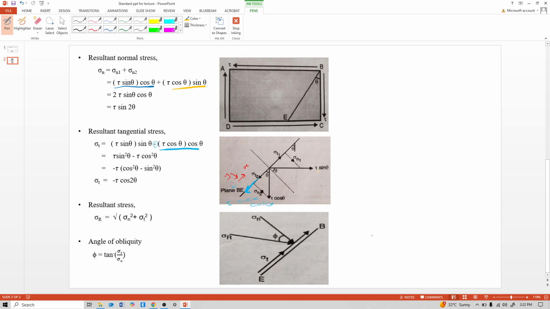And this tau sin theta is resolved like this. Theta is not near to this tau sin theta axis, so tau sin theta times sin theta. So now tau sin square theta minus tau cos square theta. Taking minus tau common, cos square theta minus sin square theta is cos 2 theta. So tangential stress is minus tau cos 2 theta.